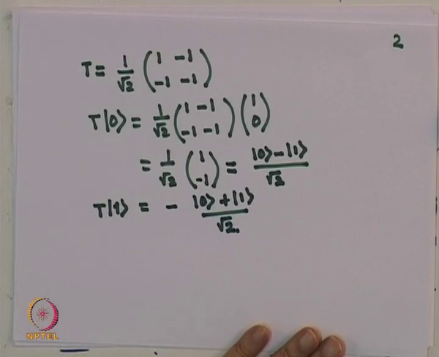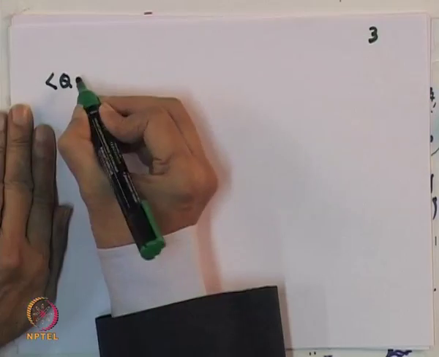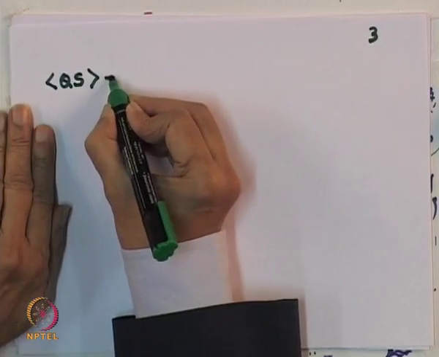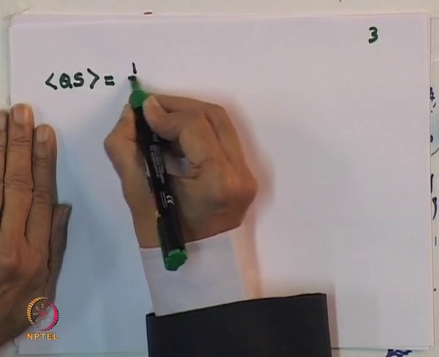So what am I interested in? I am interested in calculating the quantity's expectation value in the state psi. Now that I have worked out what Q, R, S, T acting on 0 and 1 give me, let us look at, for instance, just one calculation. What does QS give? So what am I doing? I have a 1 over square root of 2 in my state twice, so I have got 1 by 2.